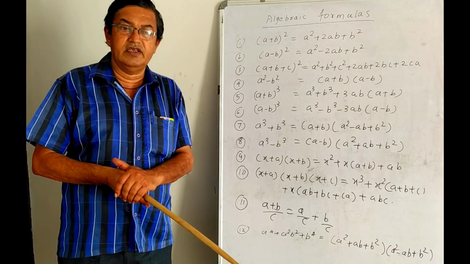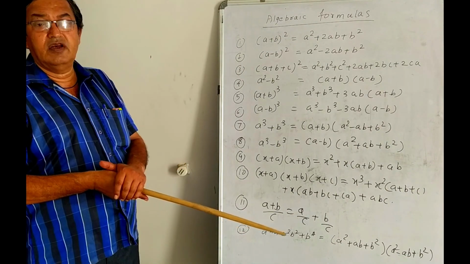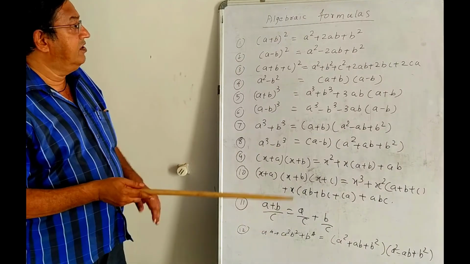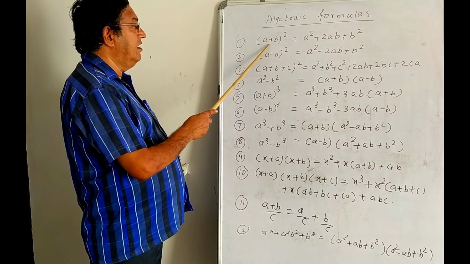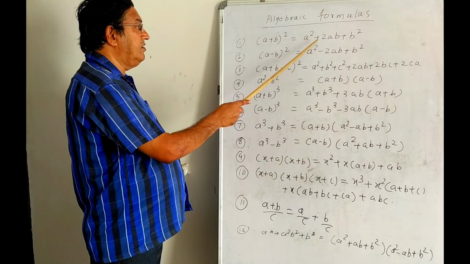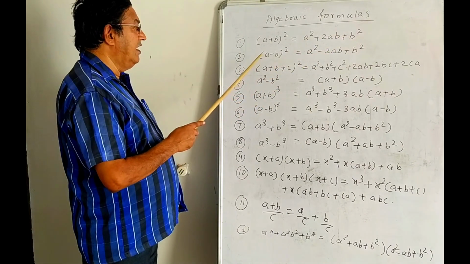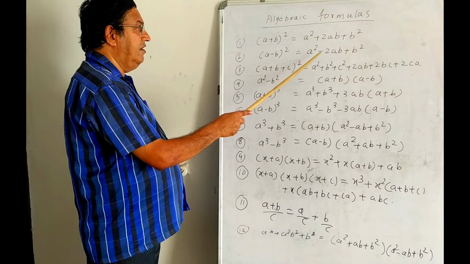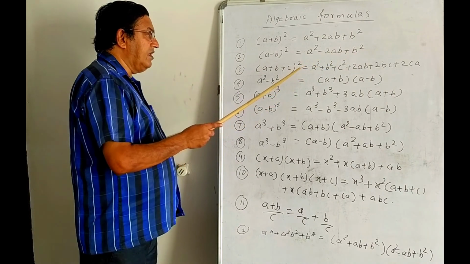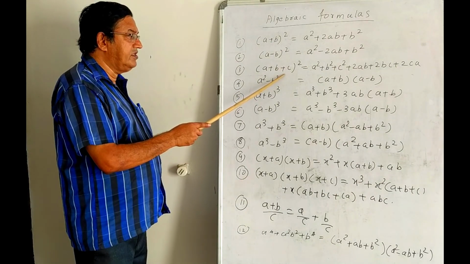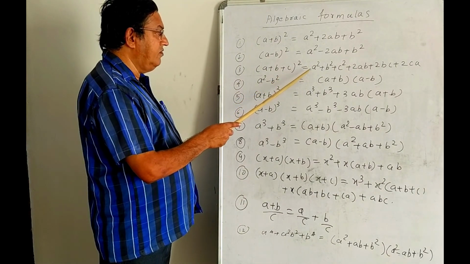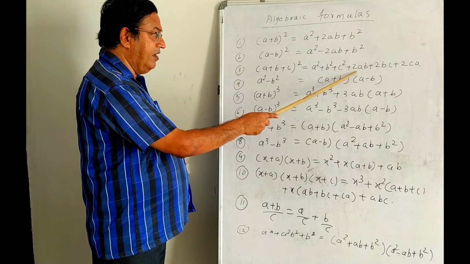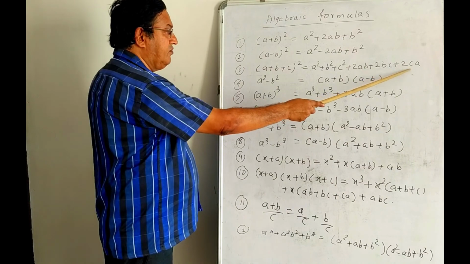To start with the second year syllabus, first I will put forward some of the important required basic algebraic formulas. (a + b) whole square equals a square plus 2ab plus b square. Next is (a − b) whole square equals a square minus 2ab plus b square. Next one is (a + b + c) whole square equals a square plus b square plus c square plus 2ab plus 2bc plus 2ca.